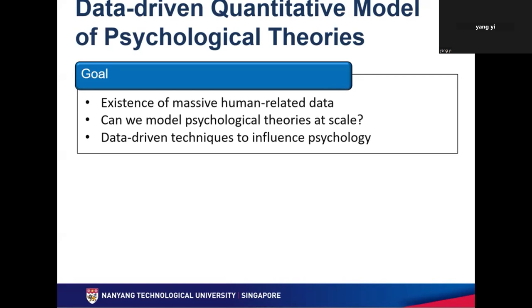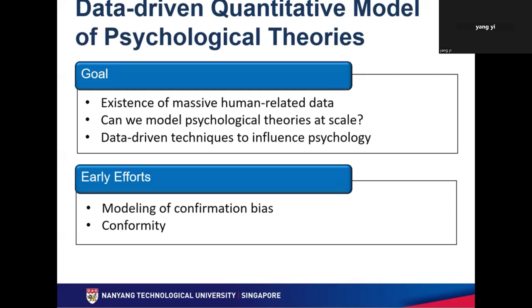Most of these psychology theories study a very small number of users, and in many cases are not based on quantitative models. So because we have access to millions of users, can we model psychology theories at scale? Can we take a data-driven approach to influence well-established theories? For example, there are early efforts at modeling confirmation bias and conformity, as you have seen in this tutorial. But these are all early works. Naturally, there are ways to improve them and go further.